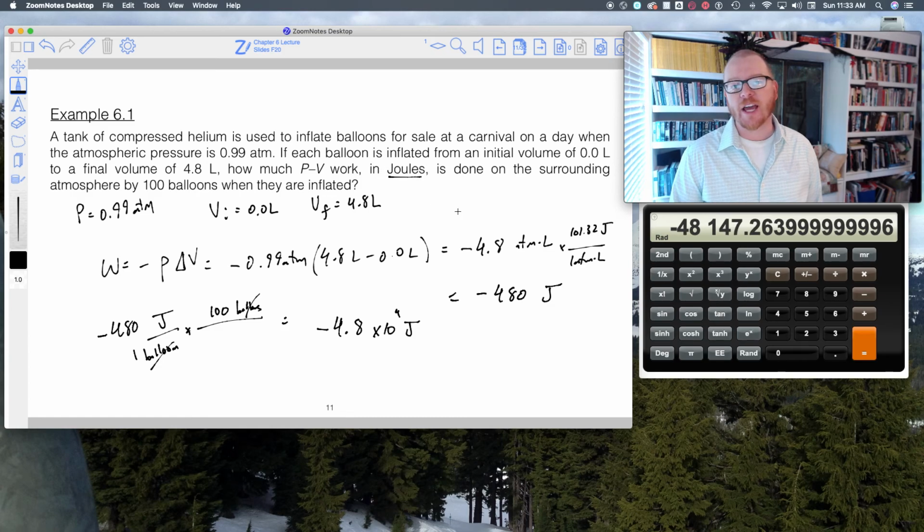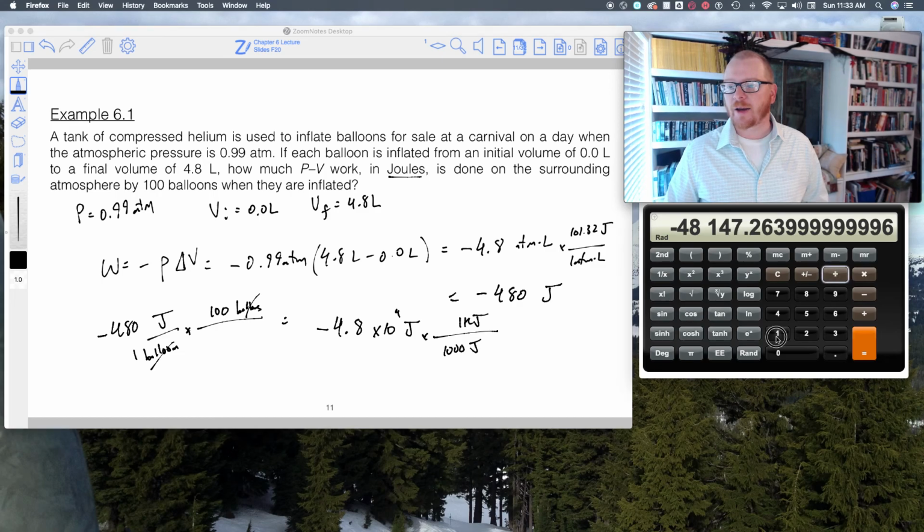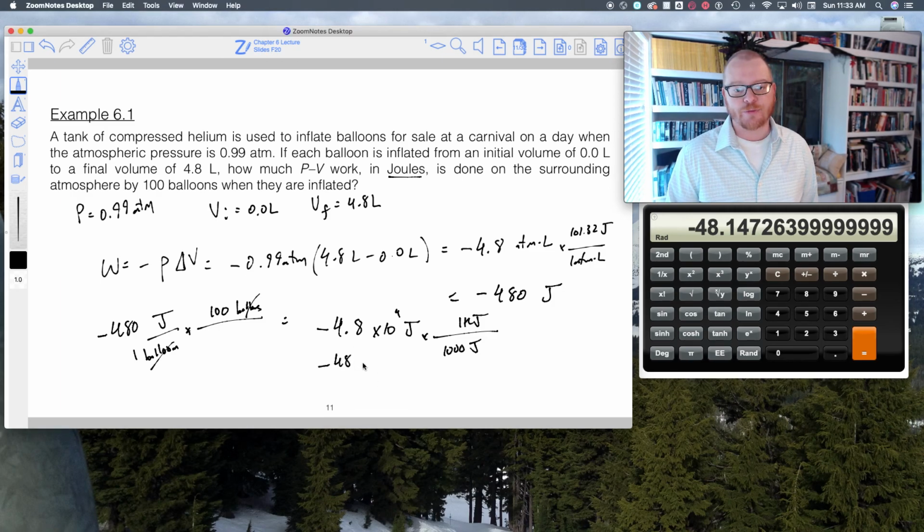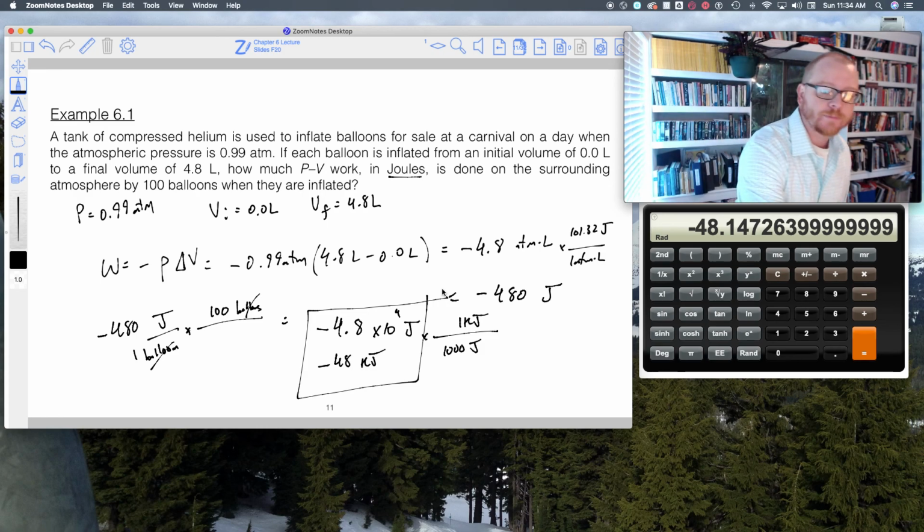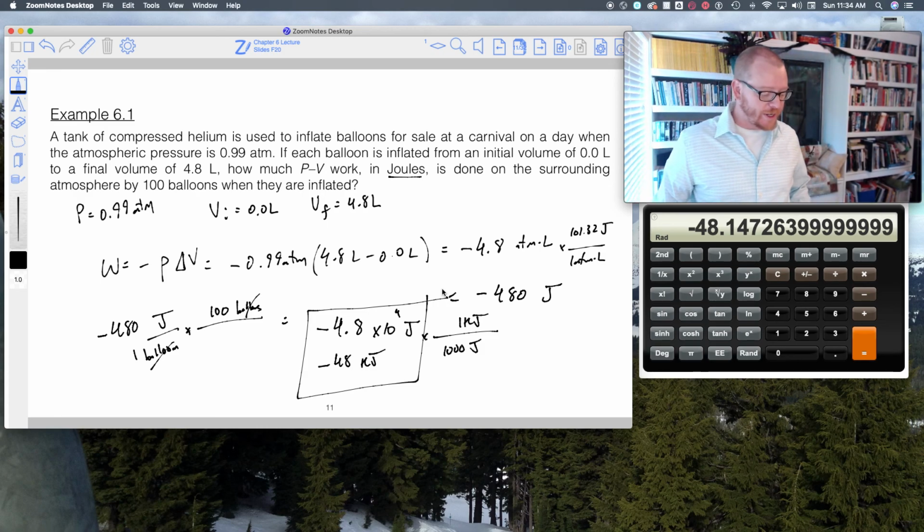Even though the problem said joules, that would be the right answer. But just to show you, 1,000 joules in 1 kilojoule. So we'll divide it by 1,000. Or so I could say negative 4.8 times 10 to the 4th joules, or negative 48 kilojoules.